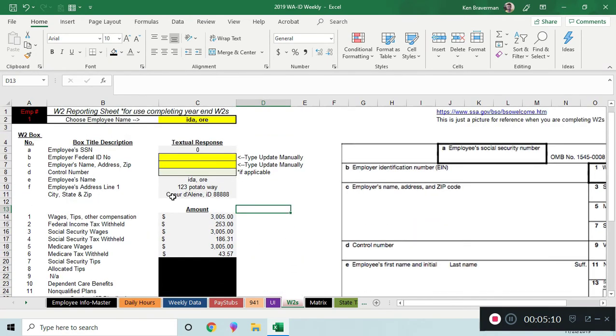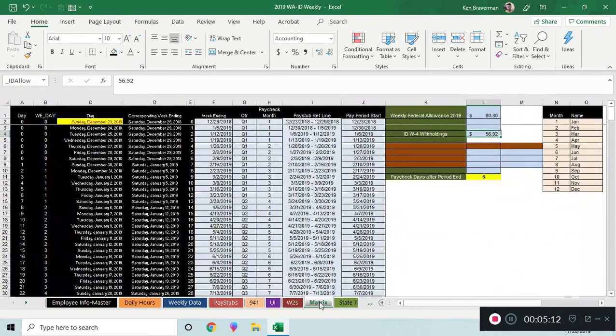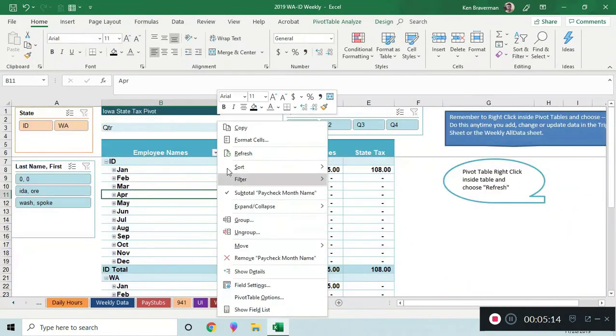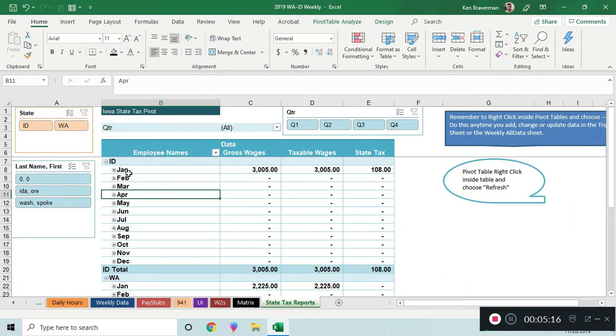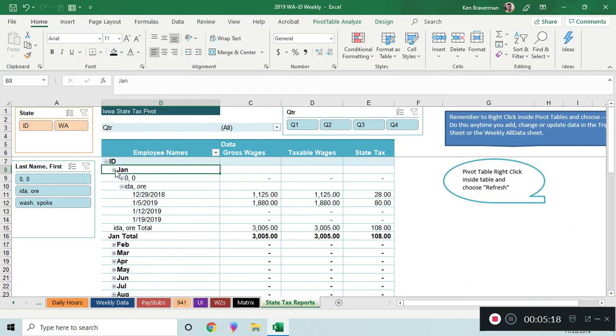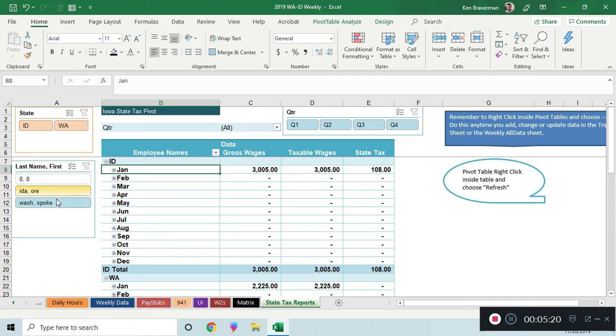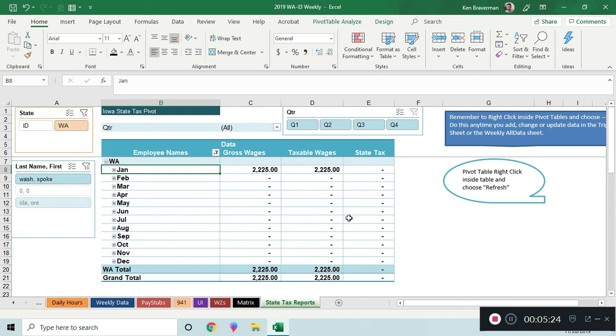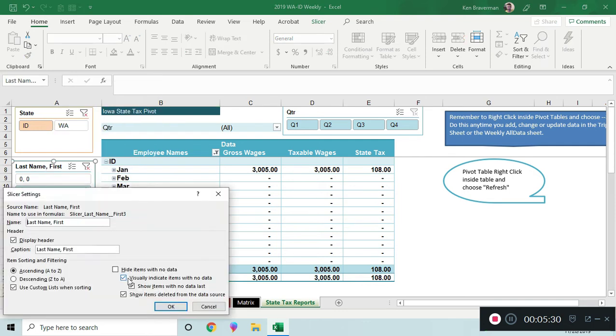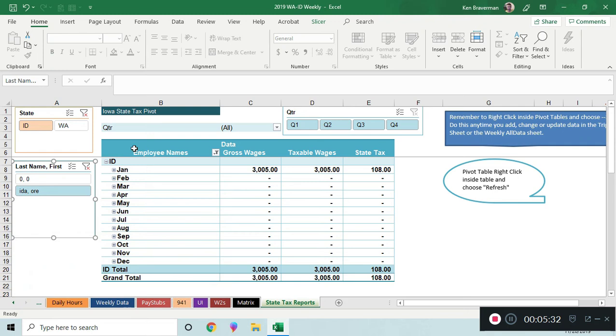Small business, you can do it all yourself. You don't have to have any accountant do it. You just do it all yourself. And there's also a state tax report that you can open up by employee and by month and see what you owe, what the withholdings are for different states. There's obviously no state tax in Washington, but there is state tax here in Idaho that would be due. And you can use all these different pivot slicers to toggle around and make your reports dynamic so that you don't have to fill them out by hand all the time.